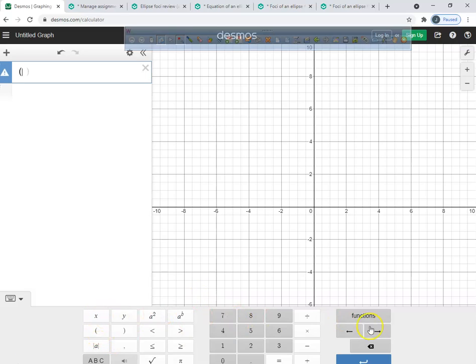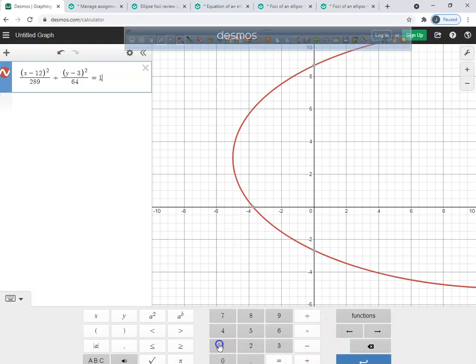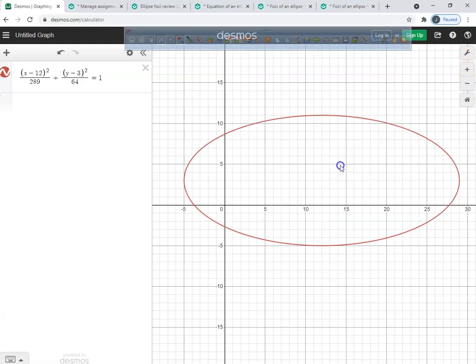We have, let me do a fraction. It was x minus 12 squared over, is it 289? Okay. And we have plus, and then it was y minus 3 squared over 64, equals 1. All right. So I'm going to zoom out.